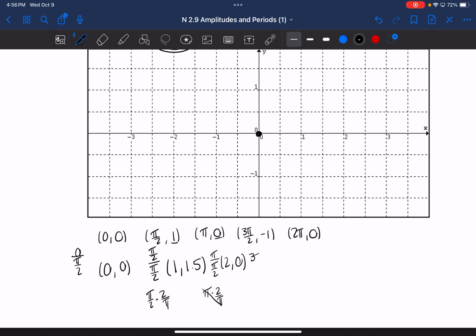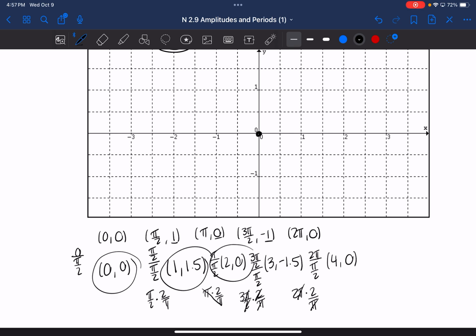Then I'm going to have my 3 pi halves divided by pi halves. So really 3 pi halves times 2 over pi. My pi's divide out, my 2's divide out, and I'm left with 3. And then negative 1 times 1.5 would be negative 1.5. And then lastly, 2 pi divided by pi halves, or 2 pi times 2 over pi. My pi's will divide out, and I'm going to be left with 4, and my y value will stay 0. So now I'm going to go plot these new points.